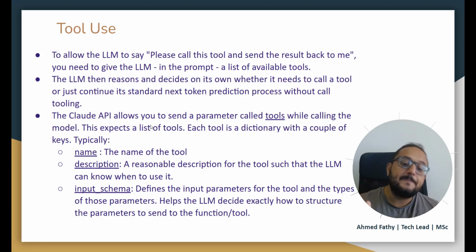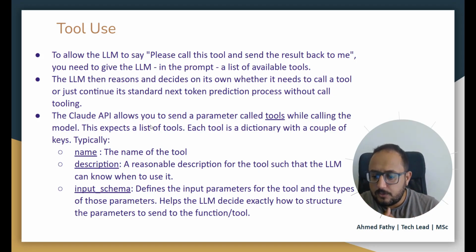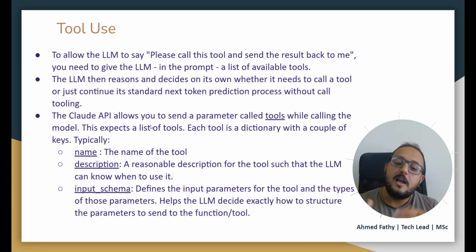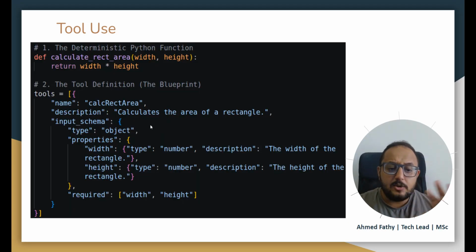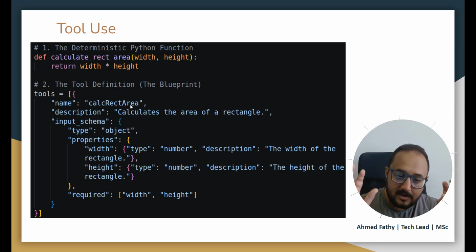So the input schema defines the input parameters for the tool and the types of those parameters, and helps the LLM decide exactly how to structure the parameters to send to the function or to the tool. Okay. So this is an example. This is a tools list. As you can see, it is a list right here of dictionaries. Although here we actually have only one single tool called calc_rect_area. And this is this one right here.